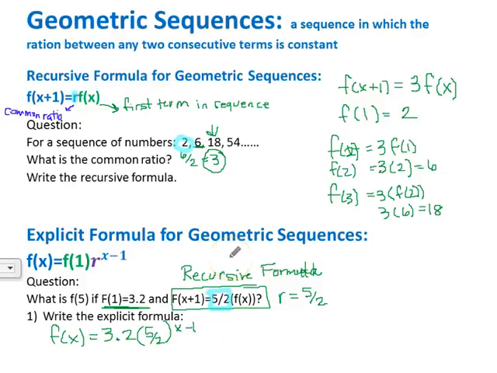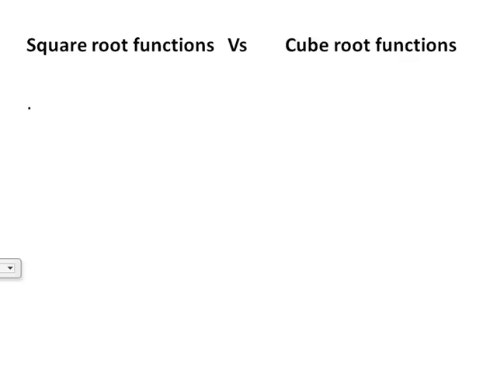And we can use the explicit formula, remember, to find like the 20th value in our sequence. So if we're trying to find the 20th term, we would use this formula. We would plug in 20 for x, and that would tell us what the 20th term is in this geometric sequence. So I'm going to go into the next slide.